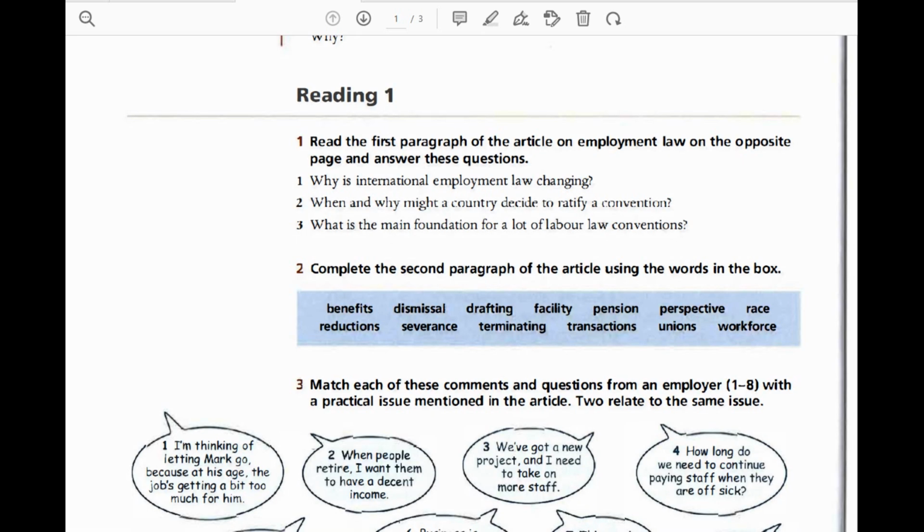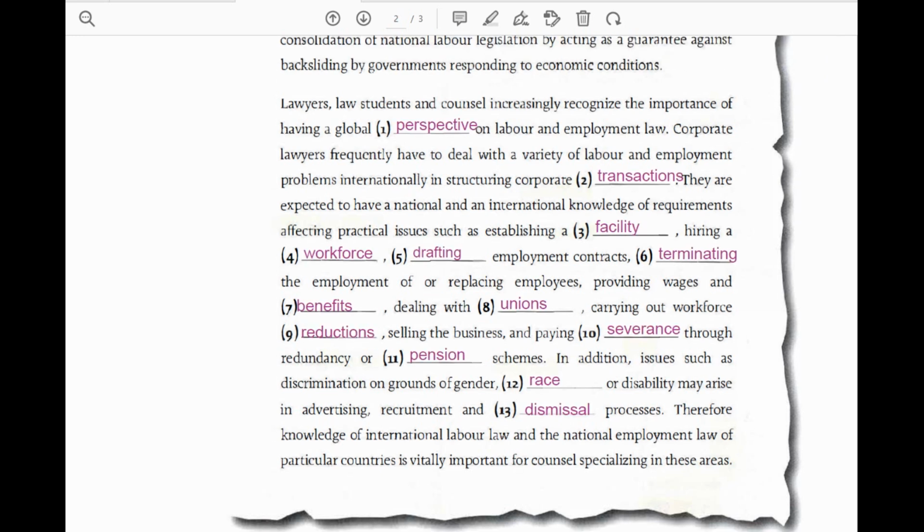The next exercise is we need to complete the second paragraph of the article using the words in the box: benefits, reductions, dismissal, severance, drafting, terminating, facility, pension, perspective, race, transactions, unions, and workforce. So, the second paragraph is here. Lawyers, law students, and counsel increasingly recognize the importance of having a global perspective on labor and employment law. Corporate lawyers frequently have to deal with a variety of labor and employment problems internationally in structuring corporate transactions.